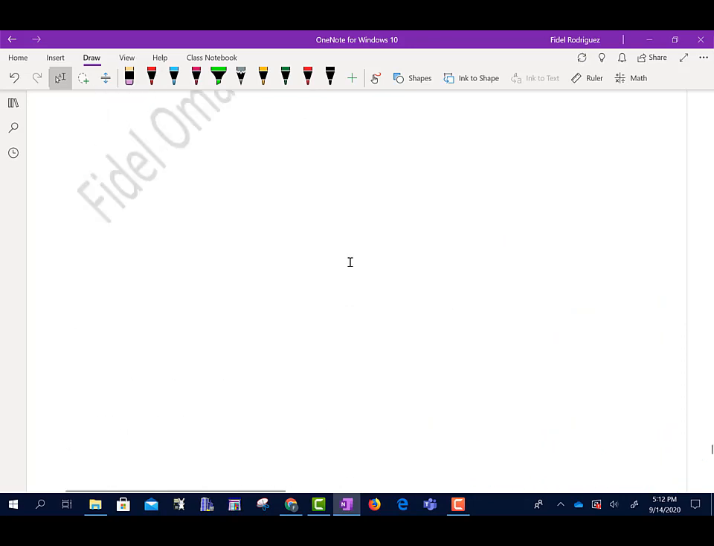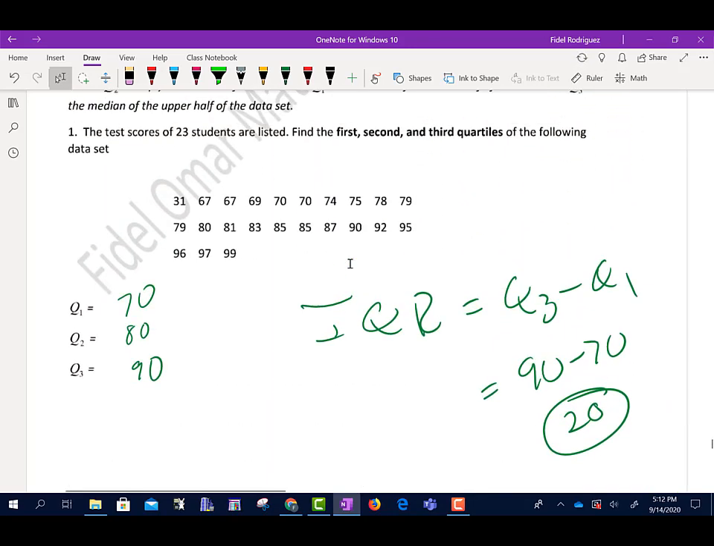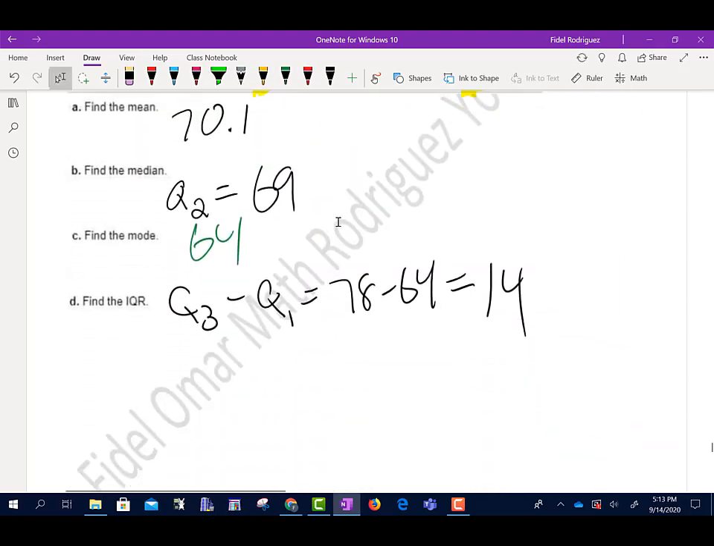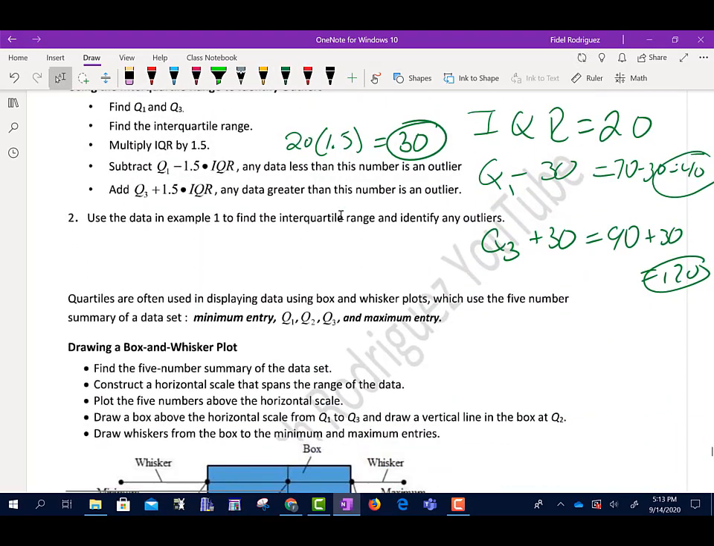So if I come back up to the top and scroll up here, these were test scores, so we're not going to have anything higher than 100. So I don't have any outliers on the larger scale, but I do have an outlier on the smaller scale. The 31 would be what we would call an outlier because it's smaller than 40. So 31 would be my outlier. Okay.